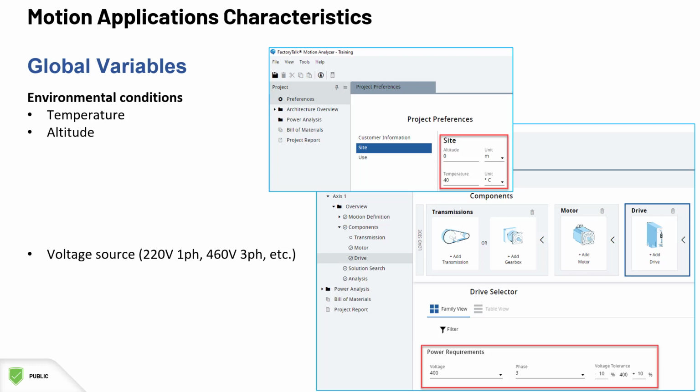Temperature and altitude are taken into consideration for the rating and for the thermal models of the motors and drives. They are input at the Project Preferences section of your project. The mains power voltage is also determinant of the drive and motor that can be chosen. This information must be defined at an early stage of the project, but will be input to FTMA at a later stage of the sizing process in the step where you get to determine the drive for your axis.